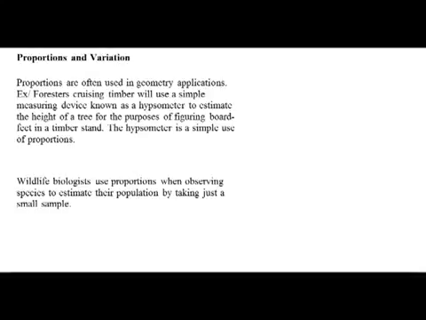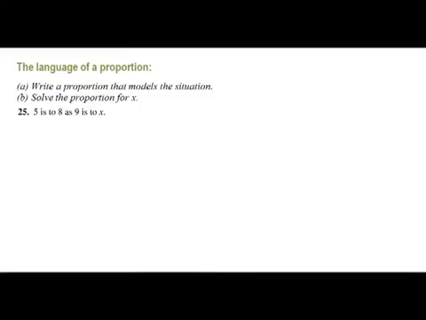Wildlife biologists use proportions when observing species so they can estimate populations of those species. This way they just have to take a small sample and they can figure out the larger population by an estimate. The language of a proportion looks something like this. 5 is to 8 as 9 is to x.